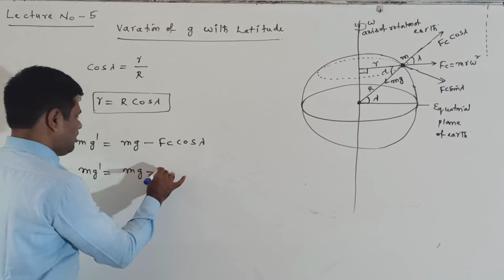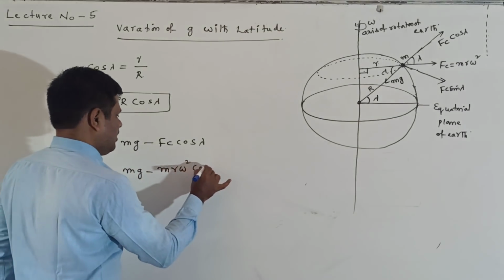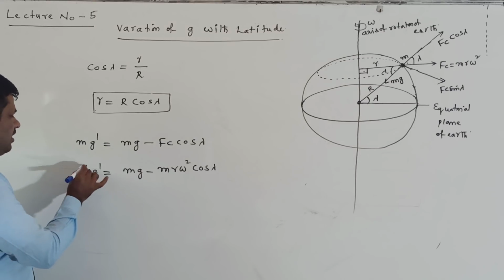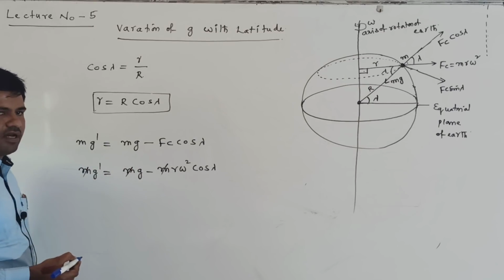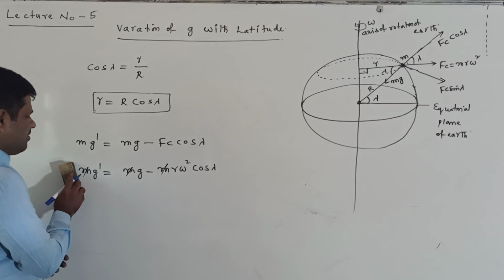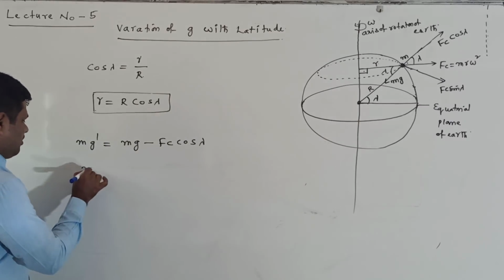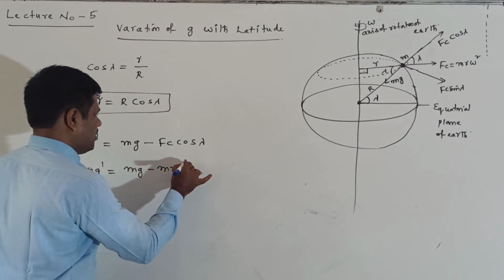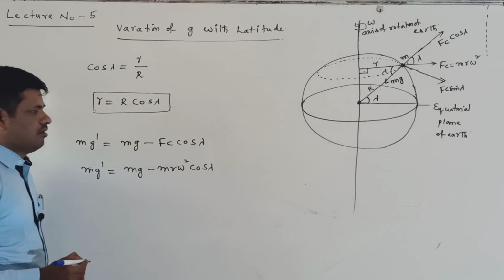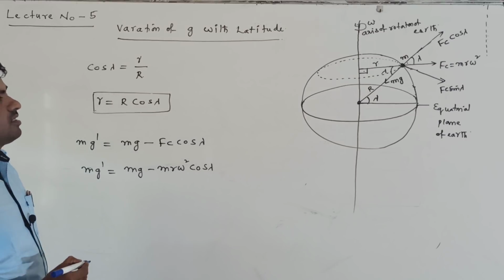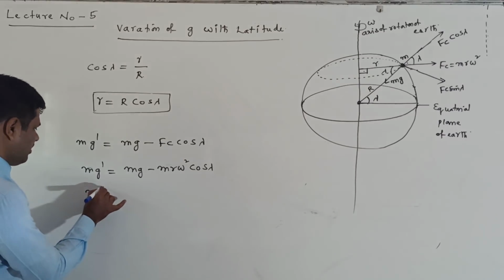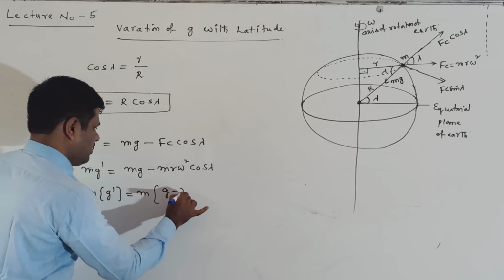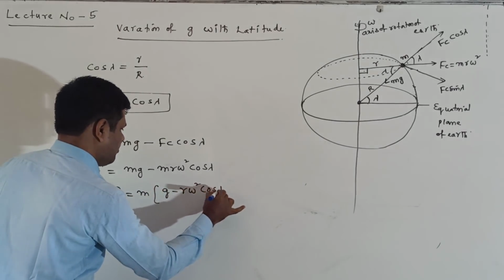Now mg dash is equal to mg minus Fc. Fc is equal to, we know that, m r omega square into cos lambda. Now taking m common, this is mg dash is equal to mg minus m r omega square into cos lambda. Taking m common, g dash is equal to g minus r omega square cos lambda.